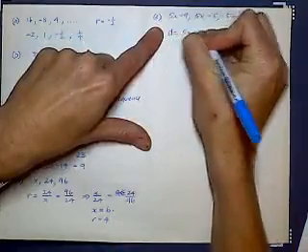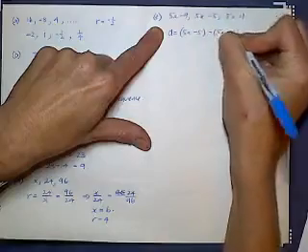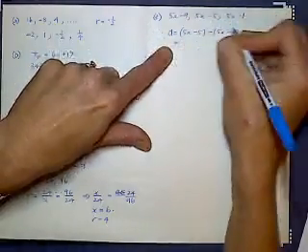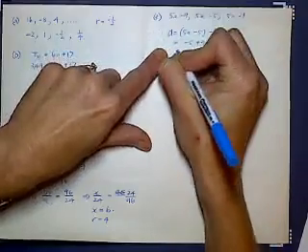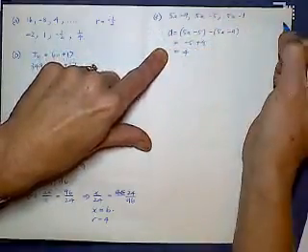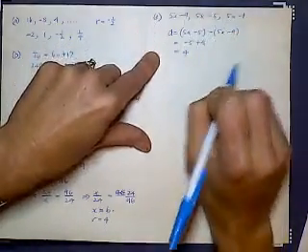5x minus 5 minus 5x minus 9. Subtracting the 5x's, it would be minus 5 plus 9, which is 4. Obviously intuitively you can see that they increase by 4 each time.